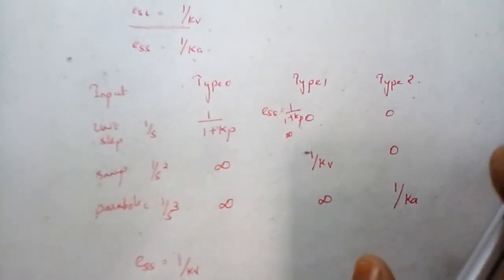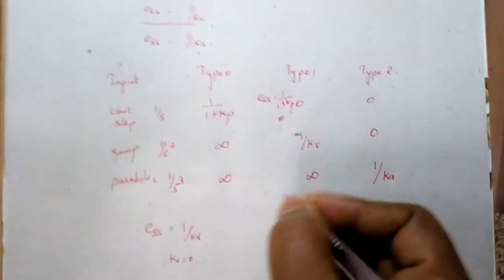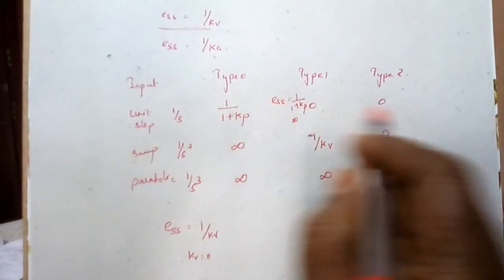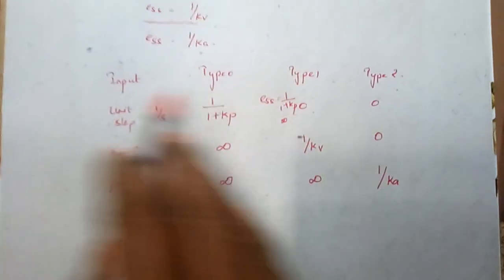We have more types of systems, but here for discussion we have taken only three different types, that means type 0, type 1 and type 2. Be thorough with this table for your preparations.